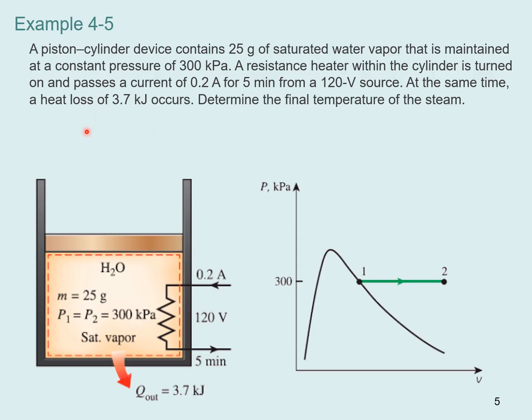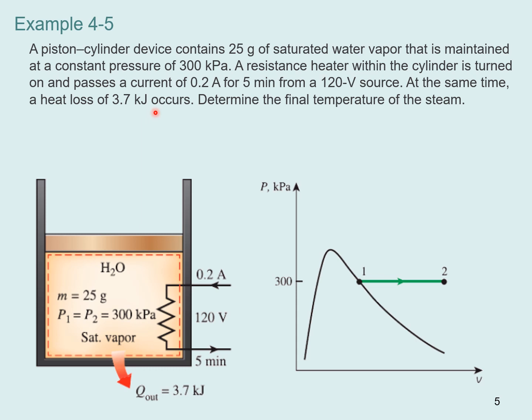So let's take a look at Example 4-5. A piston cylinder device contains 25 grams of saturated water vapor that is maintained at a constant pressure of 300 kilopascals. A resistance heater within the cylinder is turned on and passes a current of 0.2 amps for 5 minutes from a 120 volt source. At the same time, a heat loss of 3.7 kilojoules occurs. Determine the final temperature of the steam.